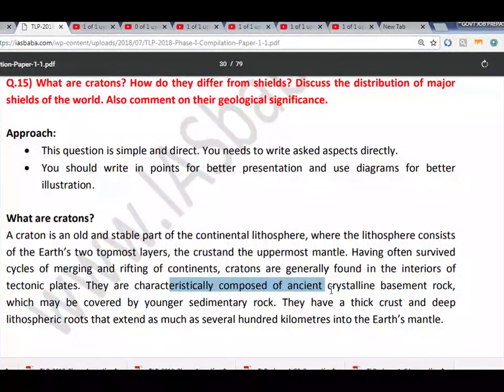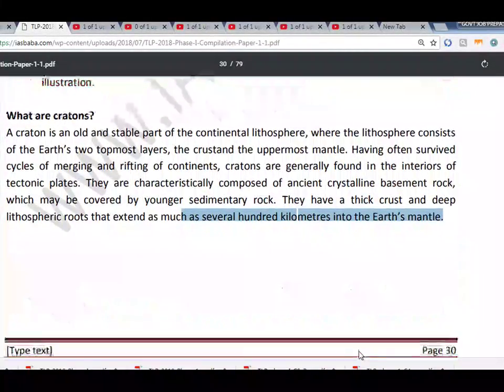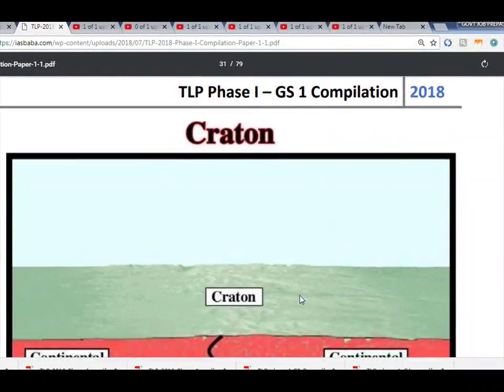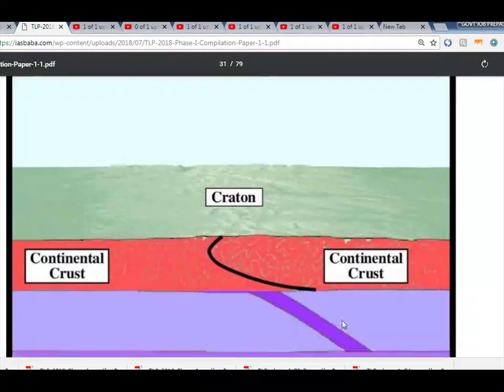They are characteristically composed of ancient crystalline basement rock, which may be covered by younger sedimentary rock. They have a thick crust and deep lithospheric roots that extend as much as several hundred kilometers into the Earth's mantle.